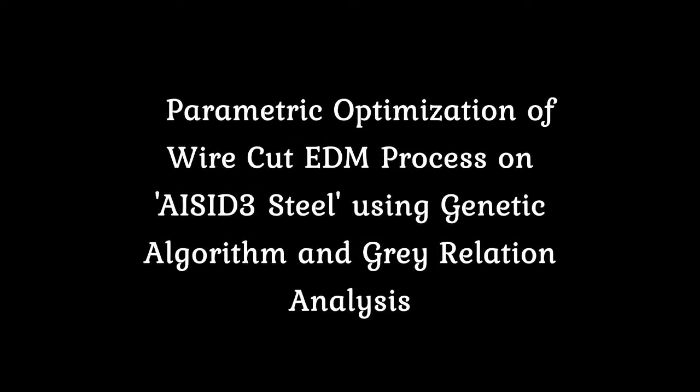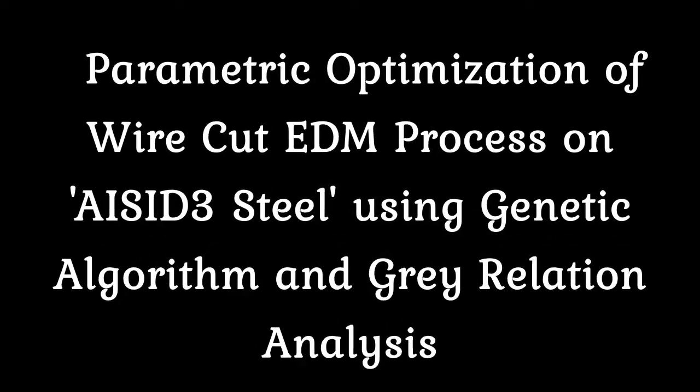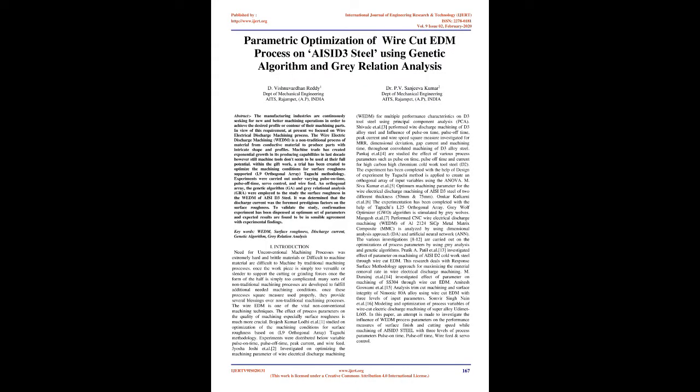Parametric optimization of wire cut EDM process on AISI D3 steel using genetic algorithm and gray relation analysis. Abstract: the manufacturing industries are continuously seeking new and better machining operations in order to achieve the desired profile or contour of their machining parts.